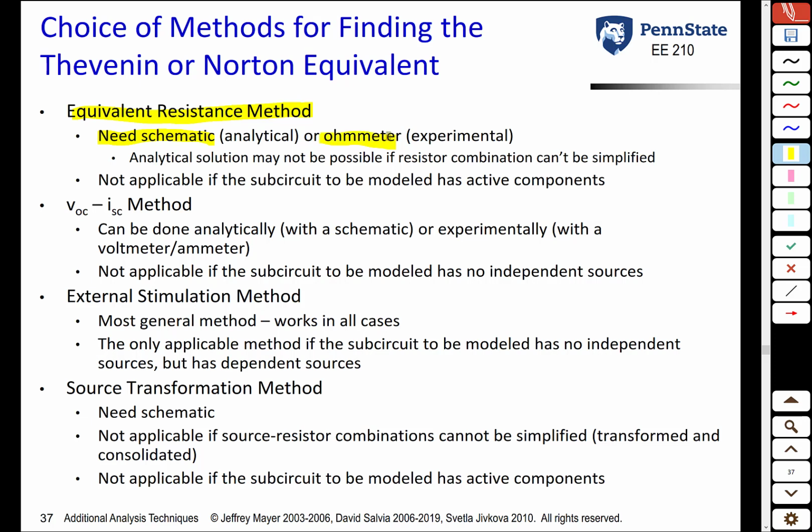But doing it analytically, combining resistors, etc., may not be possible if you cannot simplify the resistive network. That doesn't mean that it doesn't have a Thevenin resistance. It means that you would have to do it experimentally. Second thing to point out with this first method is if you have active components, by active components we mean dependent sources, you cannot use the equivalent resistance method.